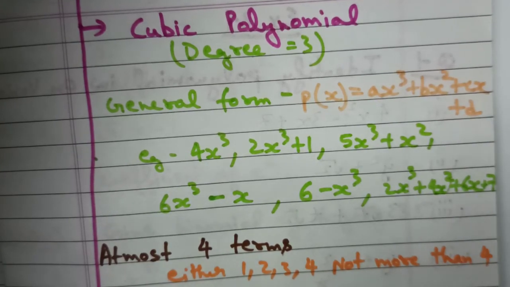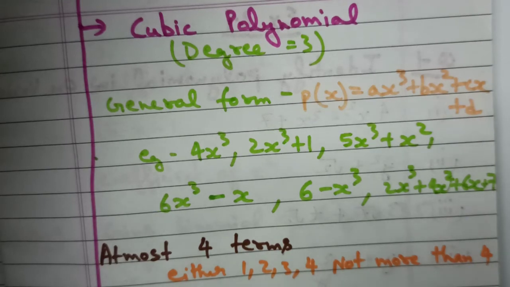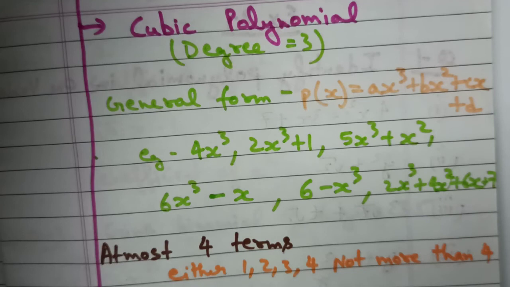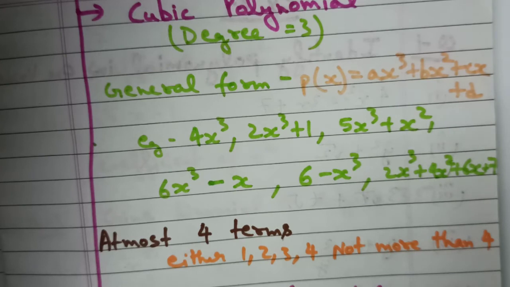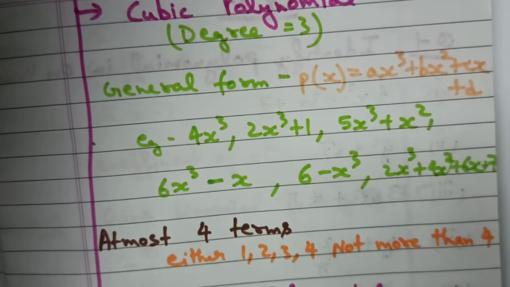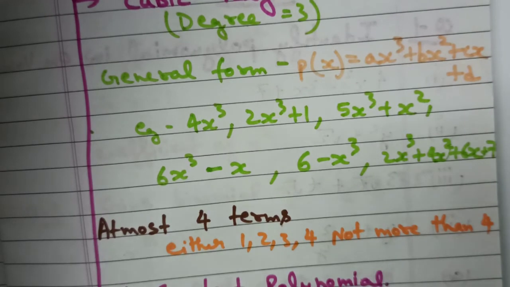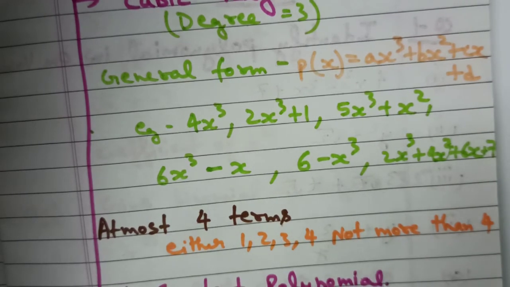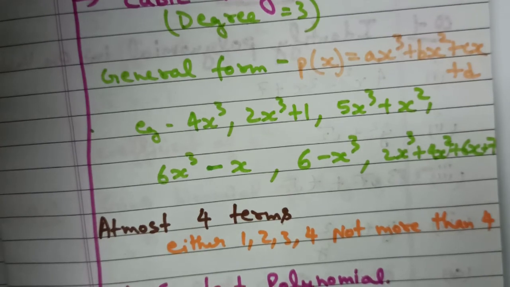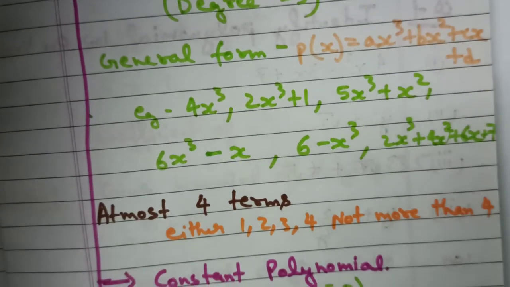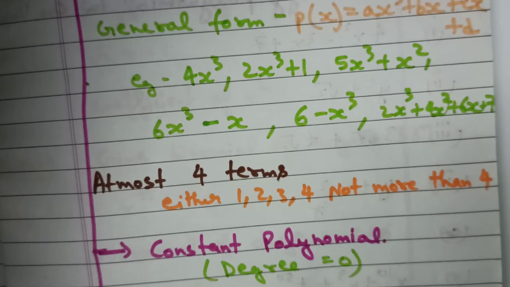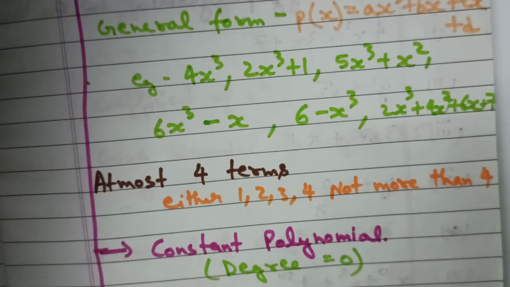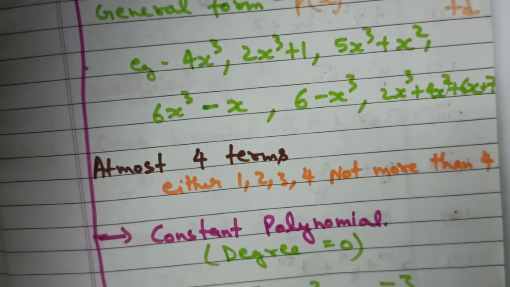Here a, b, c and d in the cubic polynomial are constants, and the value of a can never be equal to 0. Since the degree of a cubic polynomial is 3, it can have at most 4 terms. It can never have more than 4 terms. I have given some examples. Cubic polynomial of 1 term: 4x cube. Of 2 terms: 2x cube plus 1. Of 3 terms: 2x cube plus 4x square plus 6x. Of 4 terms: 2x cube plus 4x square plus 6x plus 7.